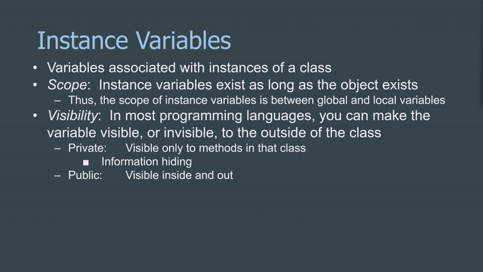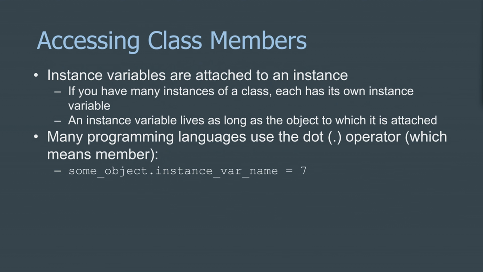And so if you have a protected variable, it can be accessed by the object itself and also the methods that are in related classes. But only public can be seen outside of those related classes. We'll talk about the related classes later on in this lecture.